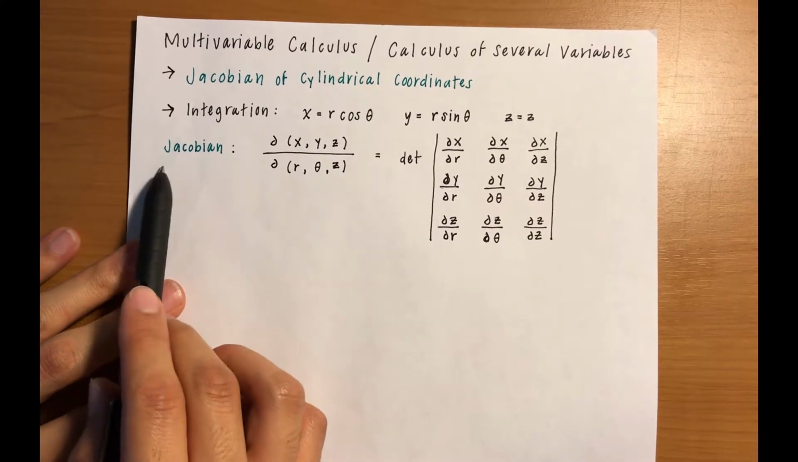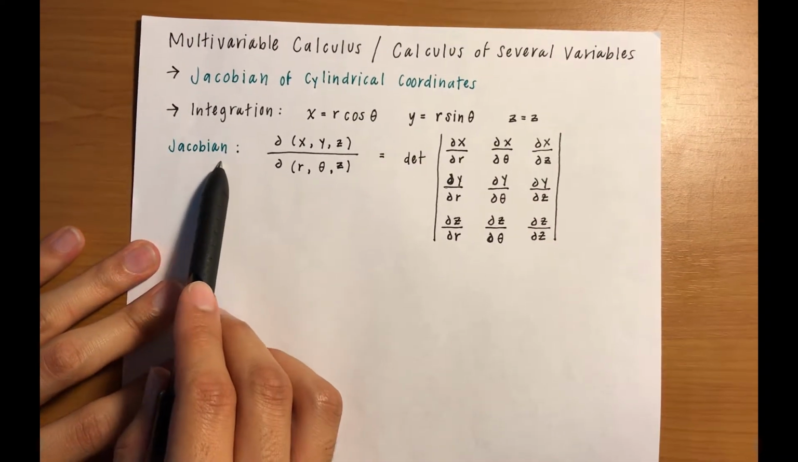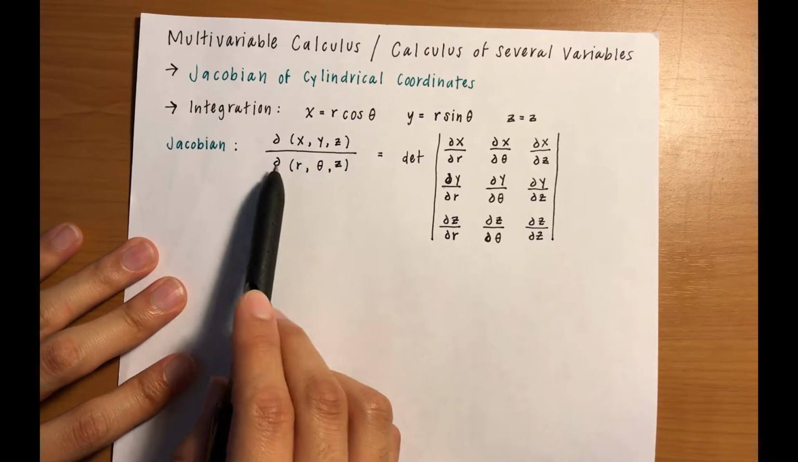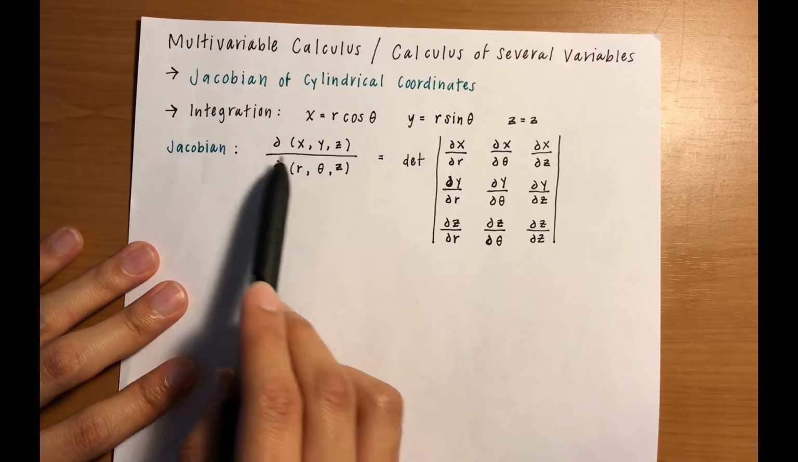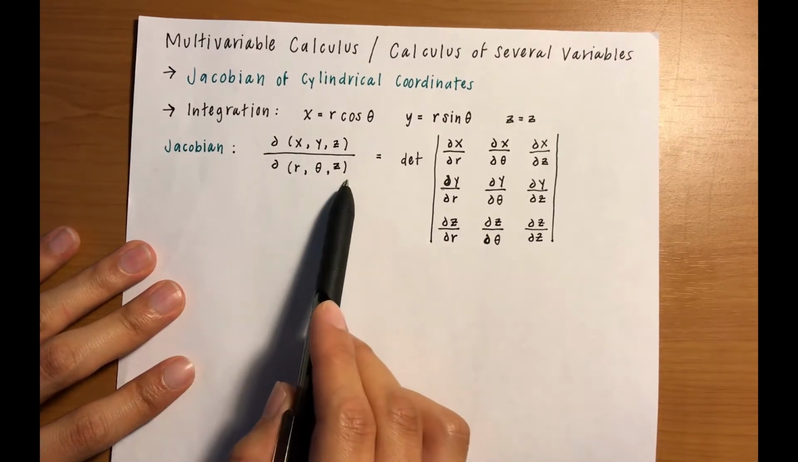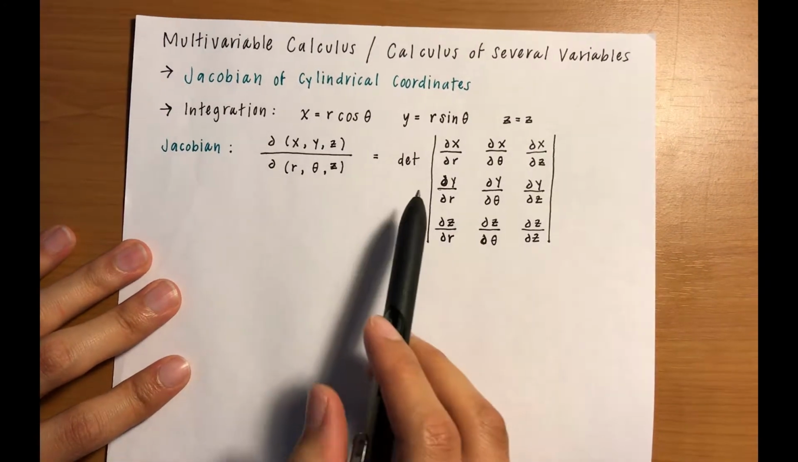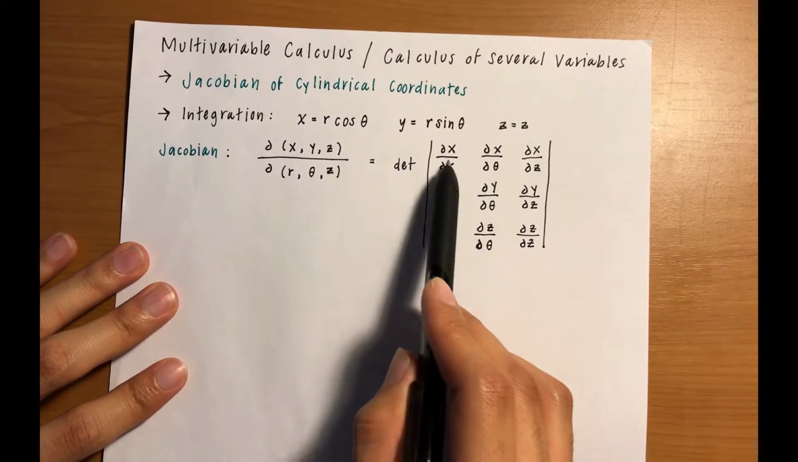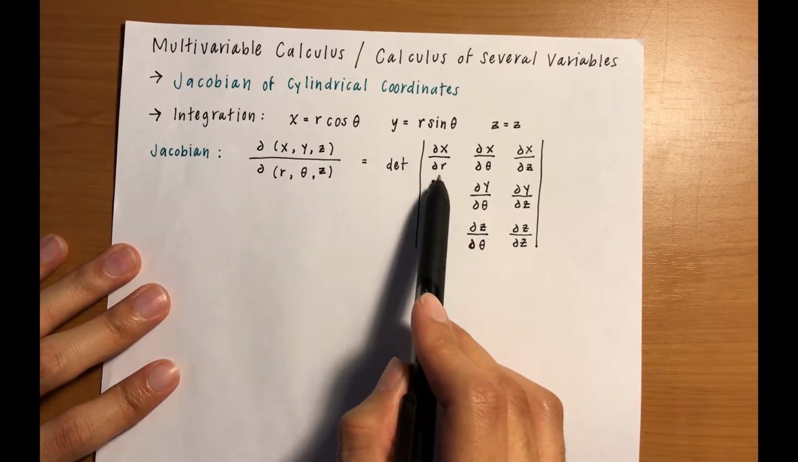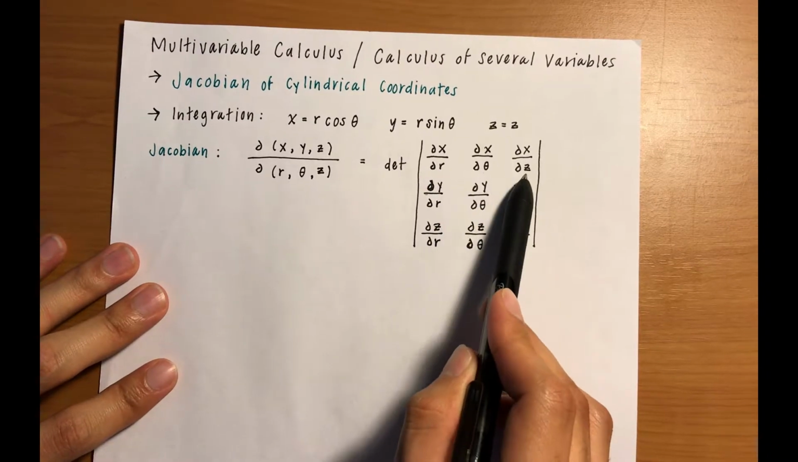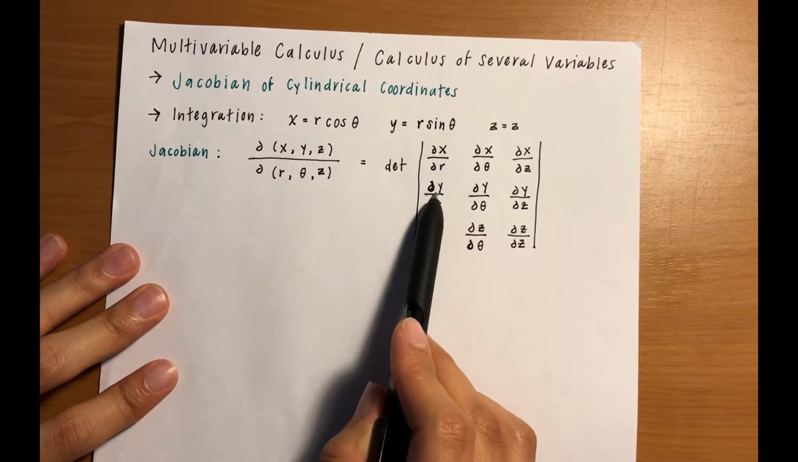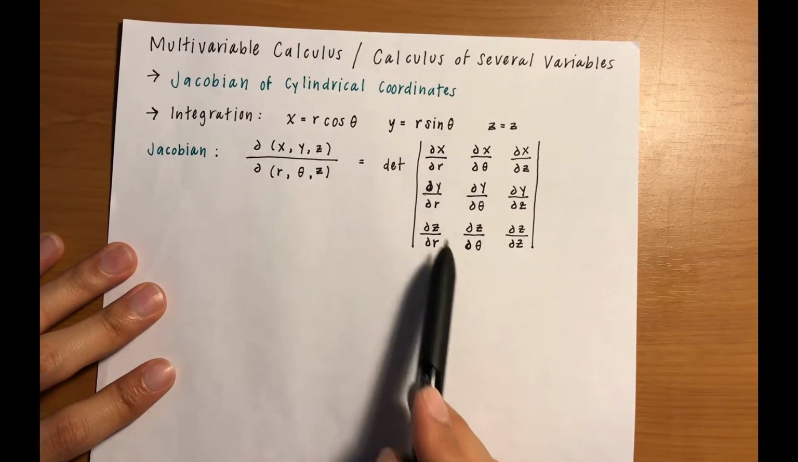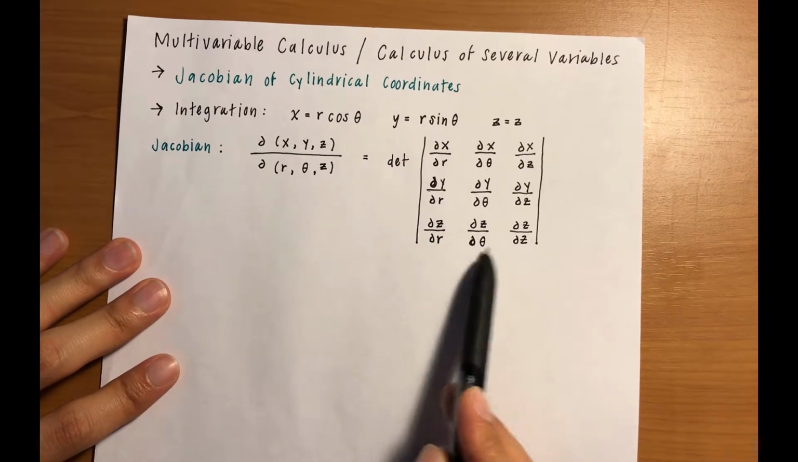So to begin, the formula of a Jacobian is partial x, y, z divided by partial r, theta, z. So old variables, new variables, and this would just equal the determinant of all the partials. So the partial of x with respect to r, theta, and z, and partial y with respect to r, theta, and z once again, and then partial z with respect to r, theta, and z.